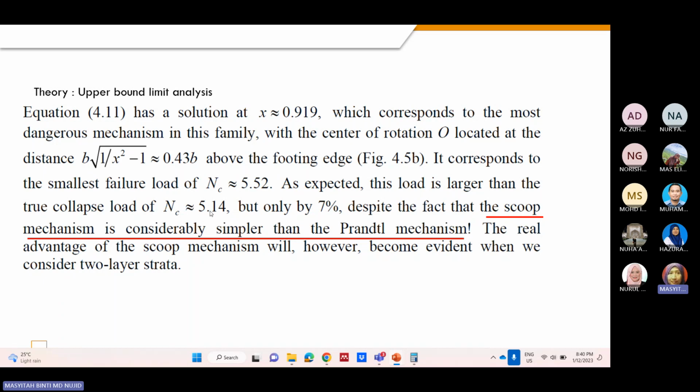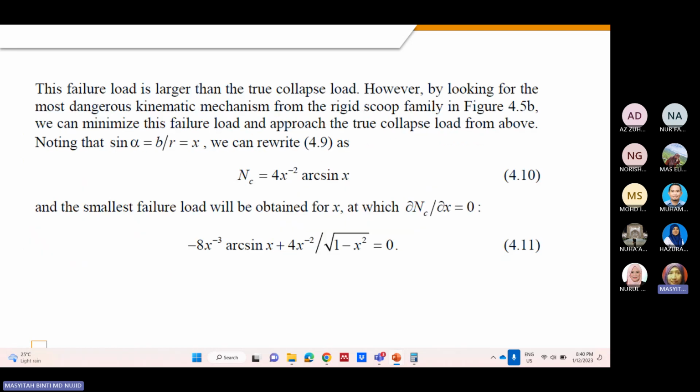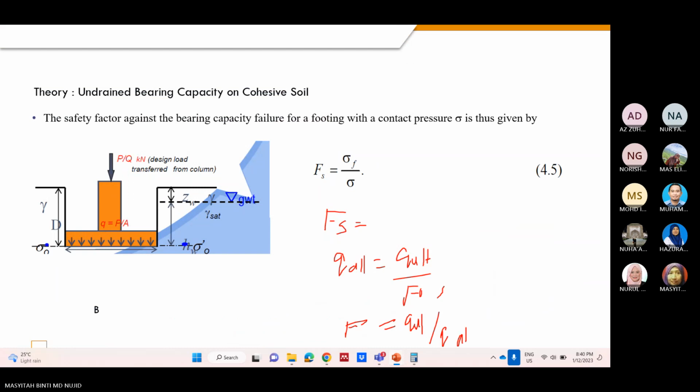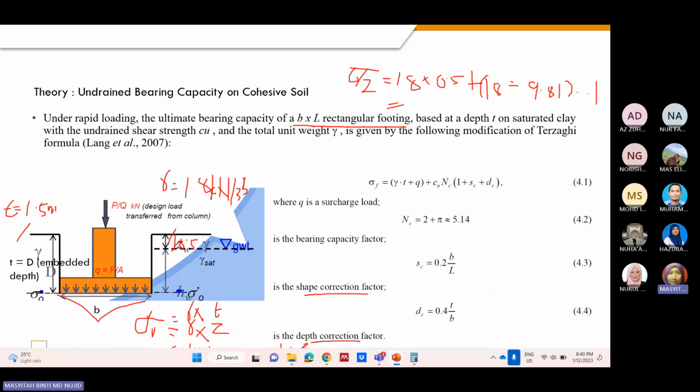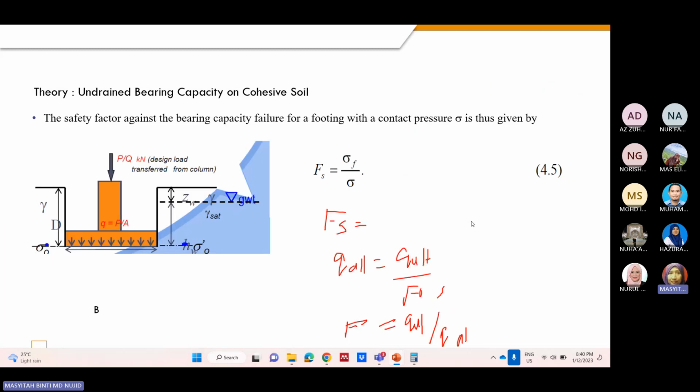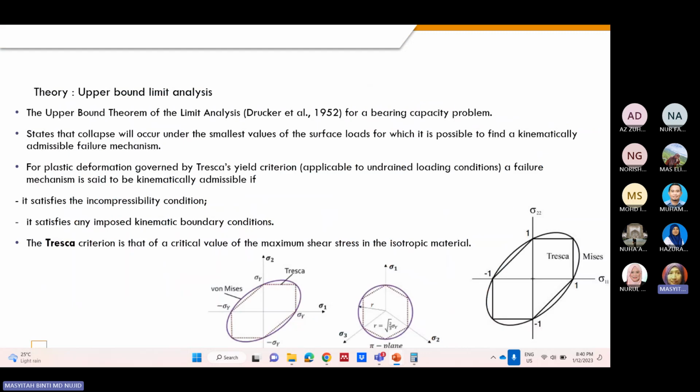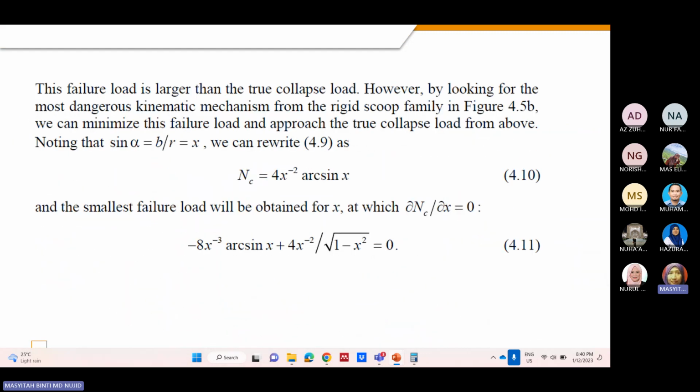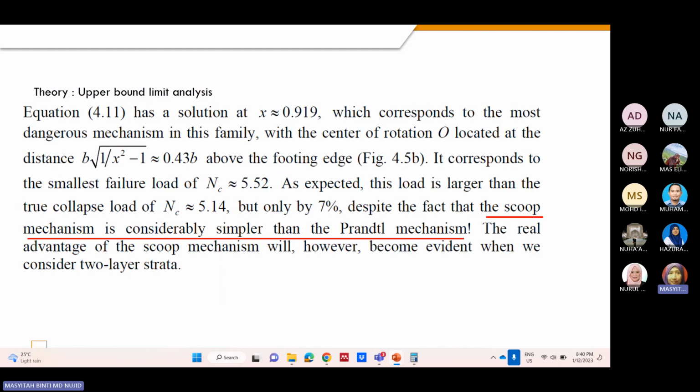It is the first N_C introduced in the previous slide, the theoretical part, equation 4.1. If you look here, N_C is 5.14. But the derived equations according to the rigid scope mechanism produced N_C equal to 5.52. It's quite big compared to what we had previously, 5.14. So the scope mechanism is considerably simpler than the Prandtl mechanism. The real advantage of the scope mechanism will be seen in two-layer strata.